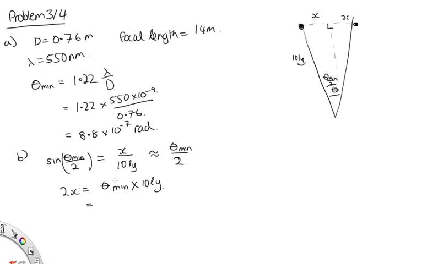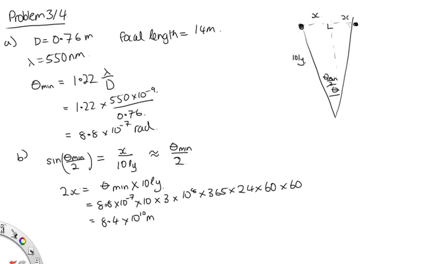And now all we need to do is substitute in. So we've got 8.8 times 10 to the minus 7 times the 10 light years. Now that's 10 times the speed of light, which is 3 times 10 to the 8, times the number of seconds in a year, which is 365 days, times 24 hours, times 60 minutes, times 60 seconds. Solving this on the calculator, we end up with 8.4 times 10 to the 10 meters. So that's the separation, that's 2x, the distance between these two stars.